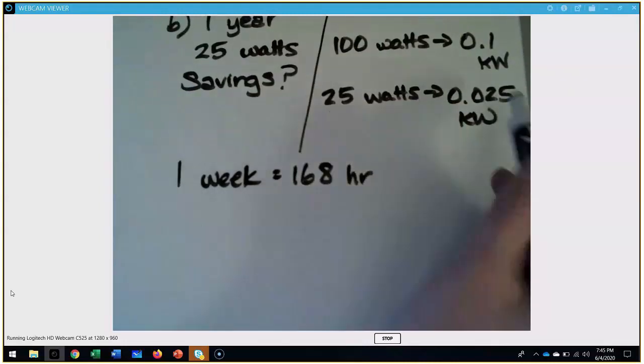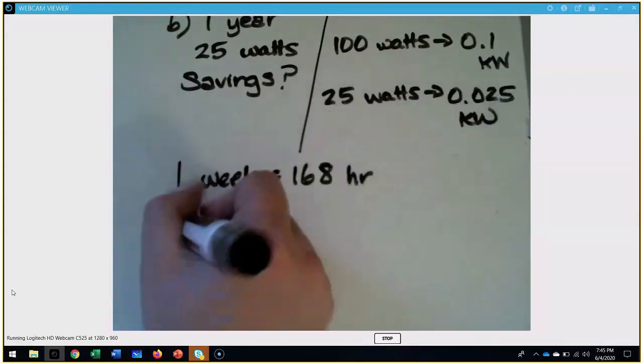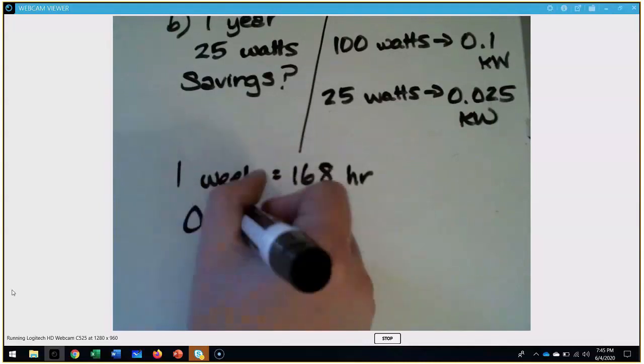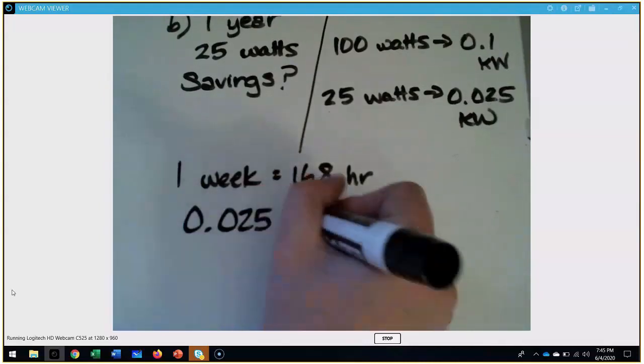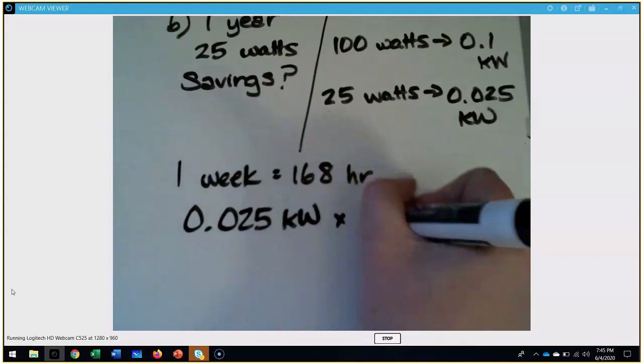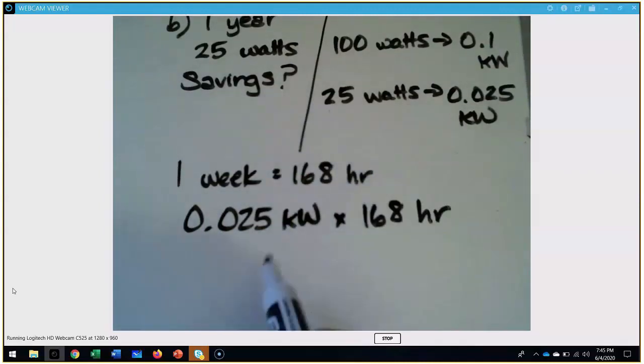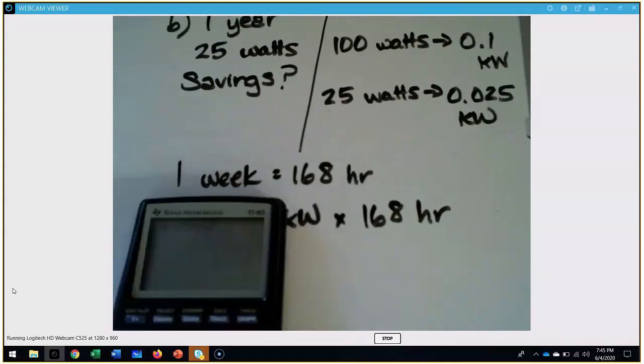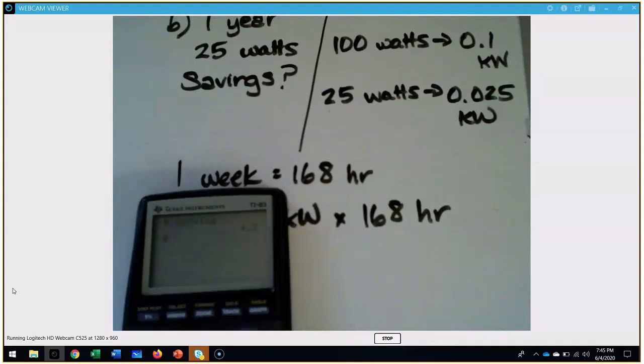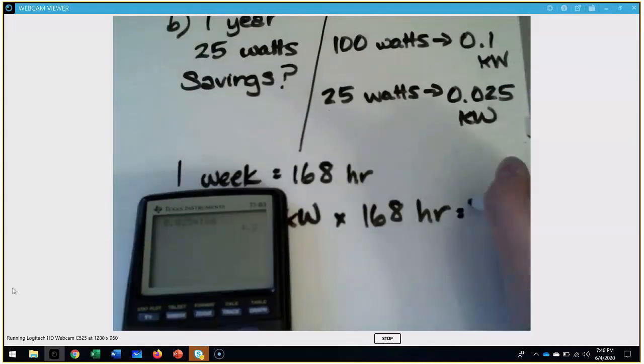So I'm going to take my 0.025 kilowatts, multiply that by my 168 hours, and that'll change it to kilowatt hours. 0.025 times 168 is 4.2. So 4.2 kilowatt hours.